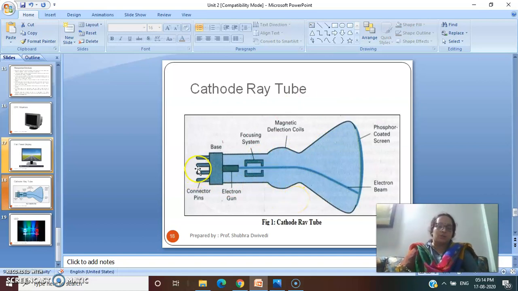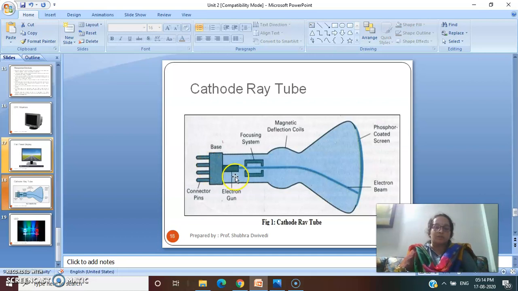Okay, now see, these are your connector pins. When you put this connector pin in the power plug, the power will be supplied. And as I told you, the power that is supplied is positively charged. That power goes inside to the electron gun. Now the electron gun basically contains the electrons. Electrons are negatively charged.